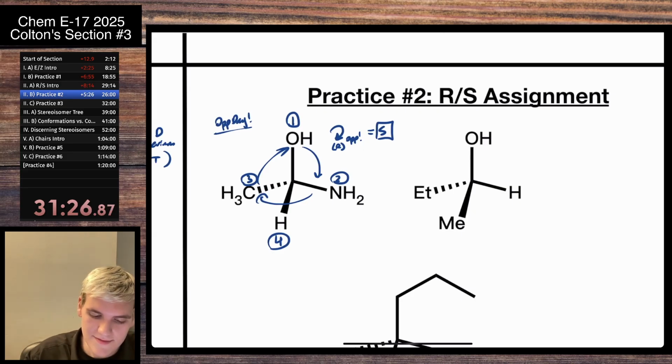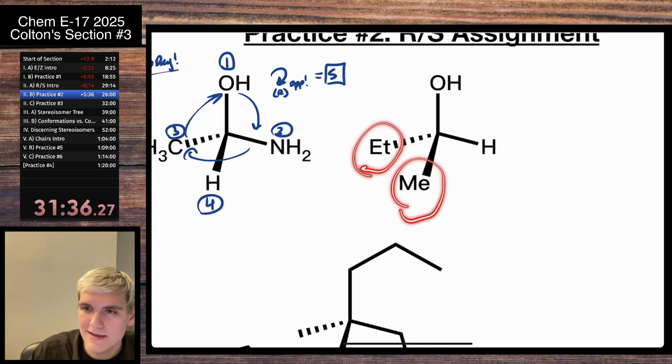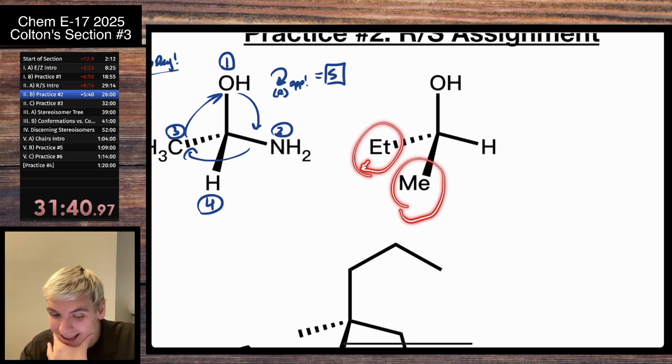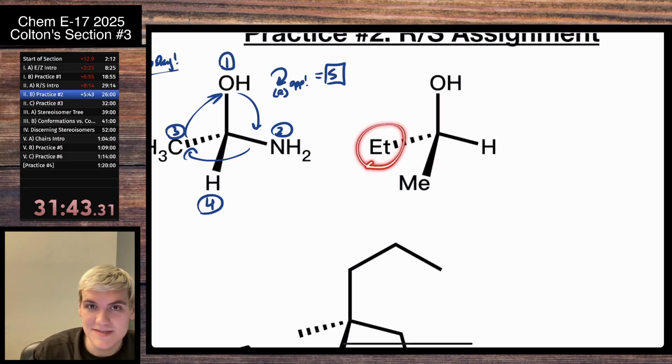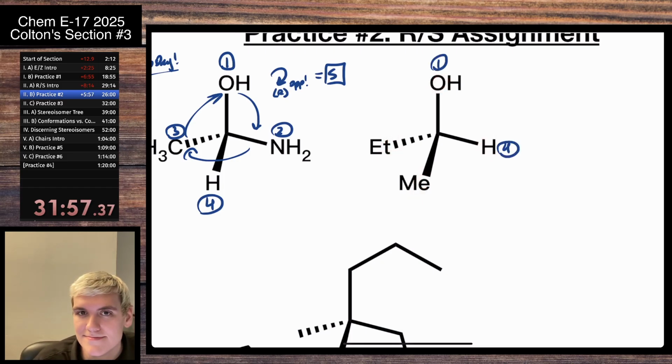Well, then we have this second one over here. Well, I have an O, a hydrogen, and then what atom is going to be here for Me and Et? What are these? Some carbons. Yeah. Remember, an ethyl is like a CH2, CH3, and a methyl is a CH3. So these are carbon, carbon, oxygen, and hydrogen. Well, we have an automatic first and fourth place. So our first place, top priority is oxygen. Our fourth place is the hydrogen.